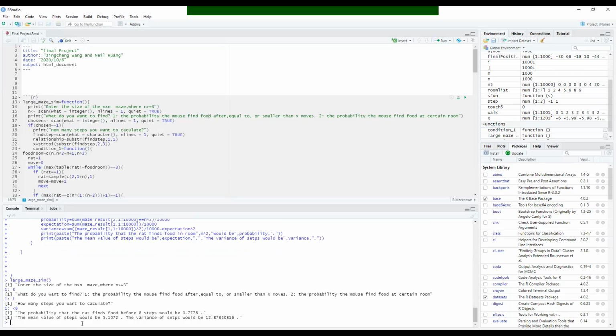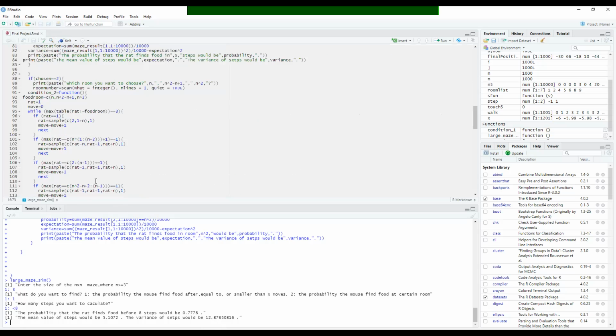In this program, we do a 10,000-times simulation, and the result is that the probability the rat finds the food before 8 steps would be around 77%. And we can also get the mean expected steps for the mouse to find the food, which would be around five steps, and the variance would be around 12.8 steps.